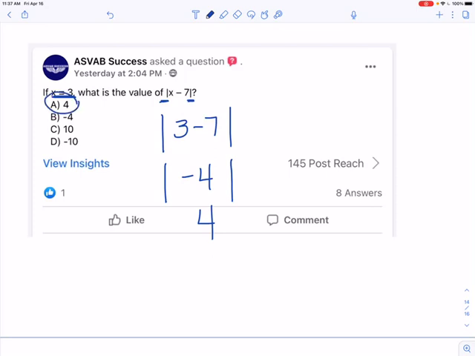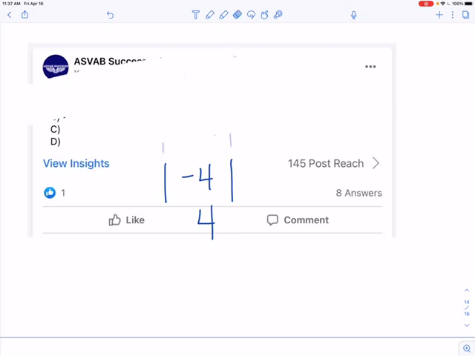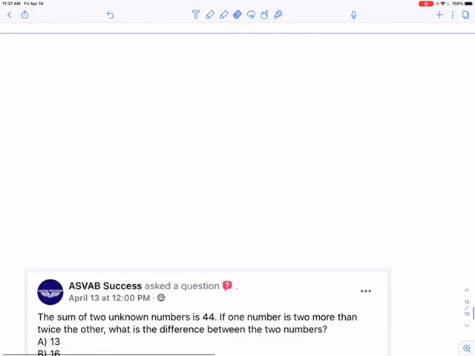Okay? So this one is easy. It's just knowing what those absolute value signs mean. So keep an eye out for that. All right, let's keep going.